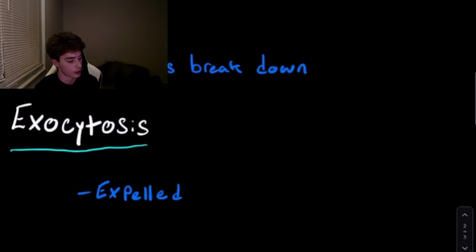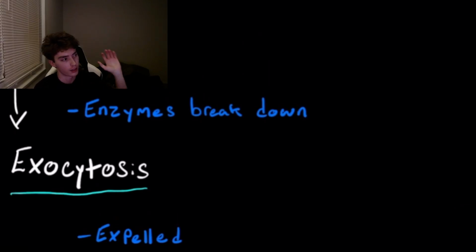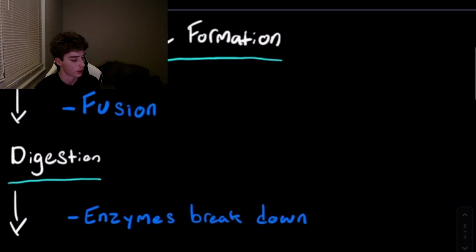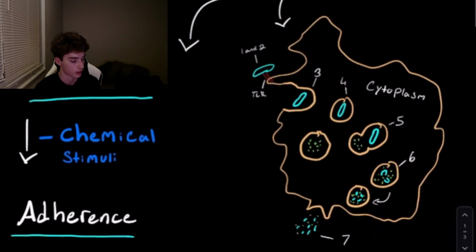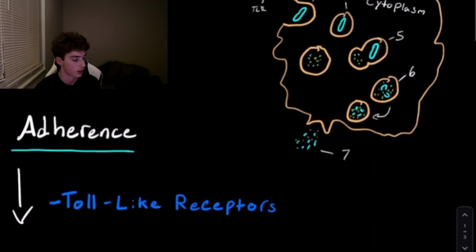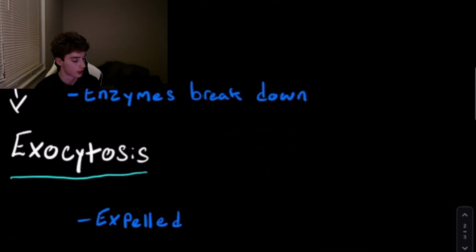Finally, exocytosis will happen, which is when the remnants, the debris or the parts of the dead cell, are essentially expelled from the cell, and then the phagocyte will move on to engulf another cell. So it's a very intuitive process when you come to think about it. So: chemotaxis, adherence, ingestion, phagolysosome formation, digestion, exocytosis.